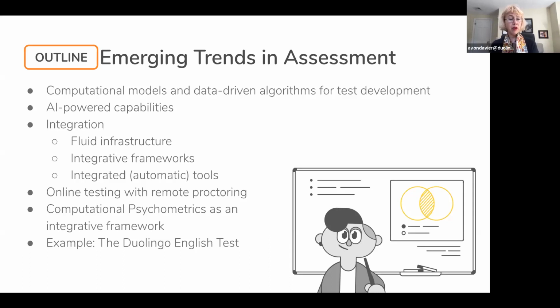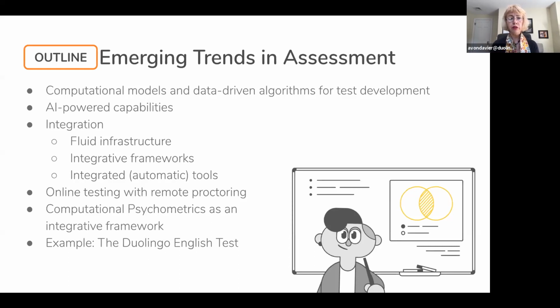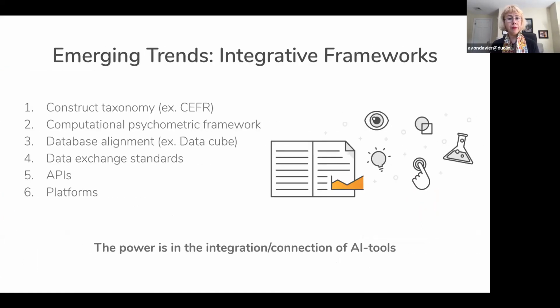I will also talk a little bit about other trends, such as online testing with remote proctoring, that's obvious now in COVID, and how computational psychometrics is one of these integrative frameworks that can provide the glue for many of these trends. One of the examples that we will present today is the Duolingo English Test, and my colleague Bert will do that part of the presentation.